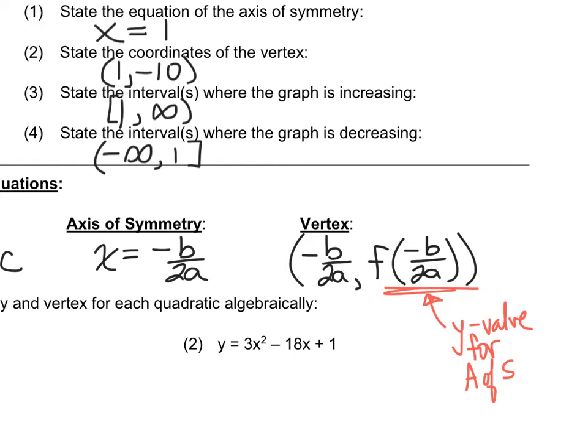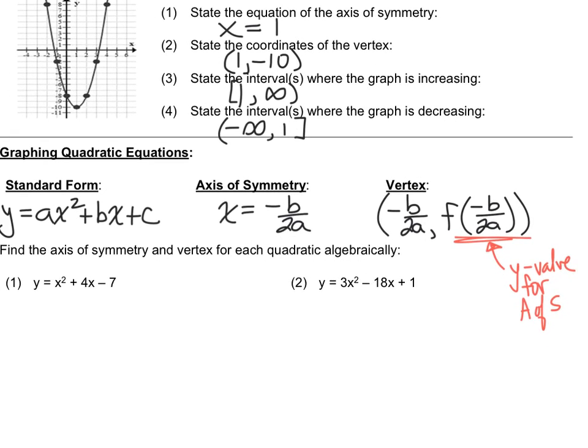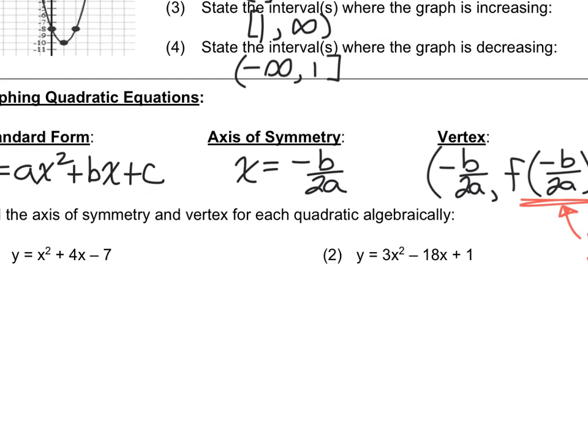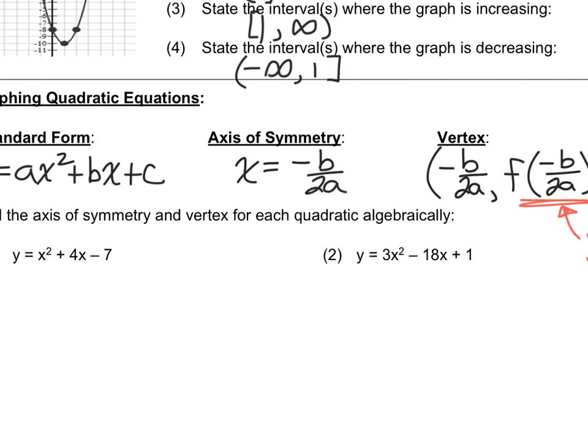All right, so once you figure out your axis of symmetry, you plug it back into the original function and come up with the y value. Now, fortunately, you're allowed to use graphing calculators. So if that's the case, then you can just pop it right in. In the case of the first example, it's saying to do it algebraically, but there's no reason why you can't use your calculator to check. It's saying find the axis of symmetry and the vertex for each quadratic algebraically. It's a key word there.